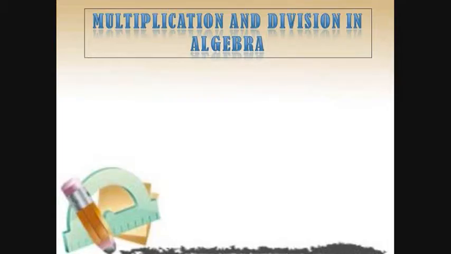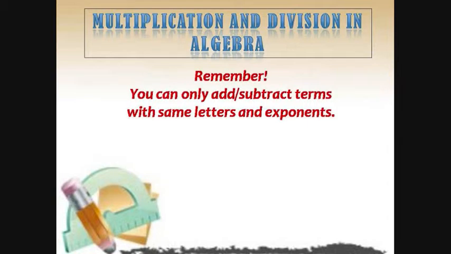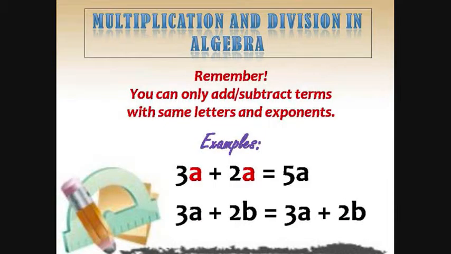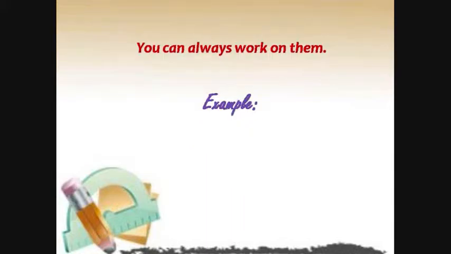Multiplication and division in algebra. When we learned addition and subtraction in algebra, we said that letters must be exactly the same before you can add or subtract them. Example, we can add 3a and 2a because both have the same letter after the number. We also said we cannot add 3a and 2b because the letters are different. For multiplication and division, it doesn't matter what the letters are. You can always work on them.